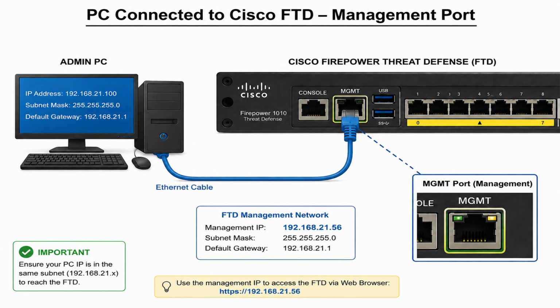Unbox the Cisco FTD, mount it on the network rack, and power it on. Before turning on the power, connect the FTD console port to your PC. Then configure the management IP as shown on the screen.